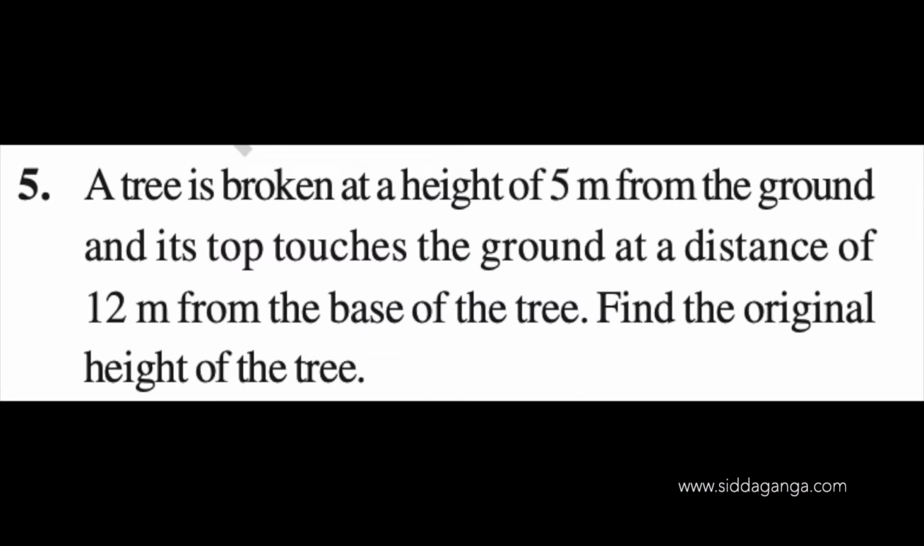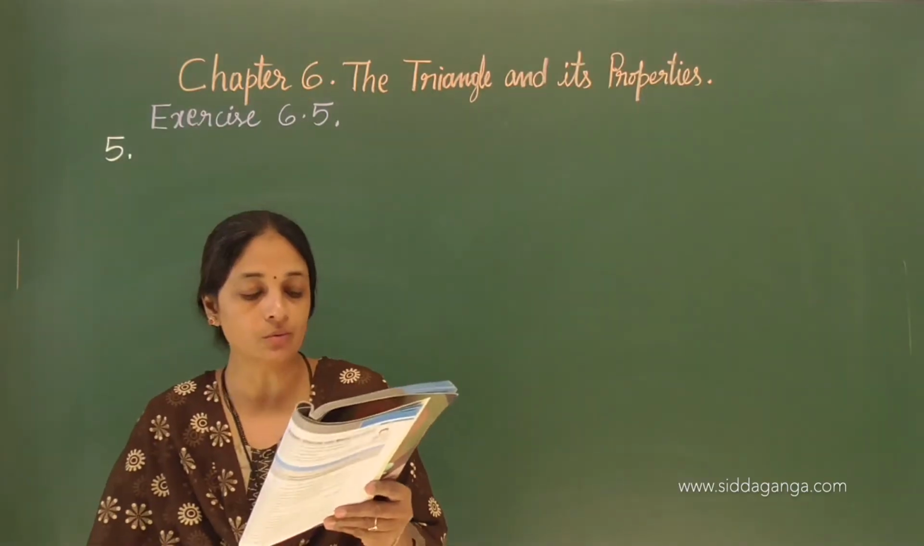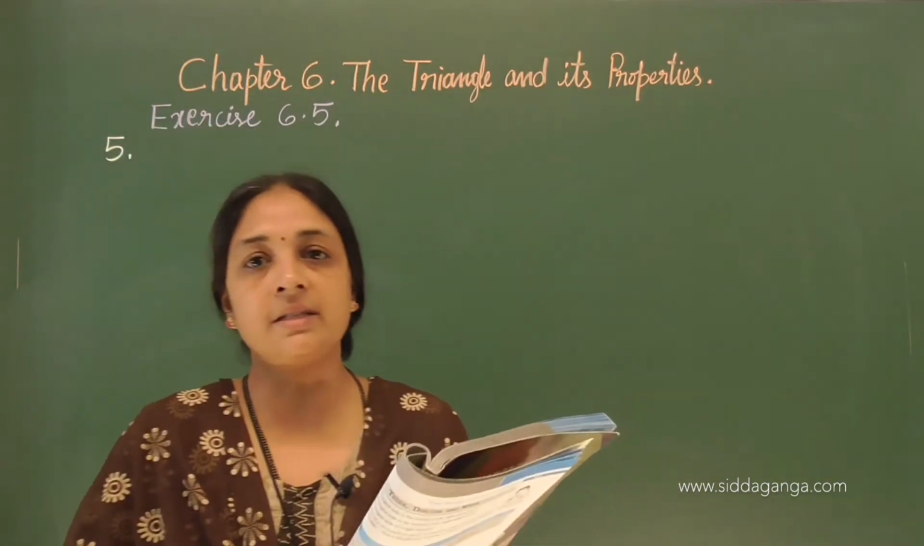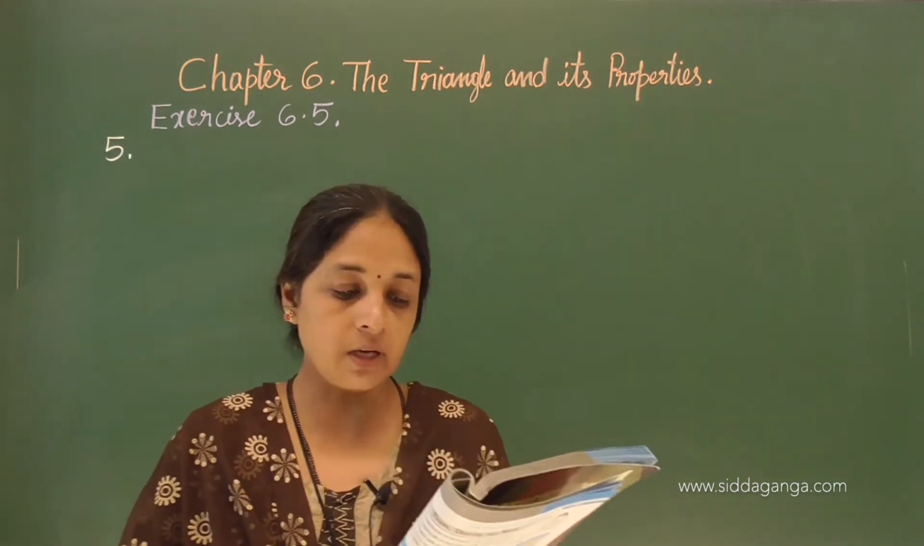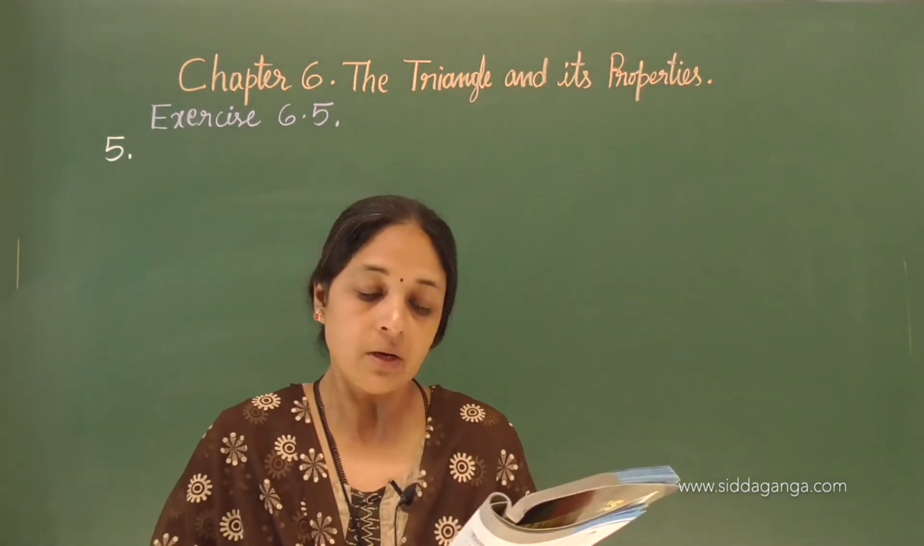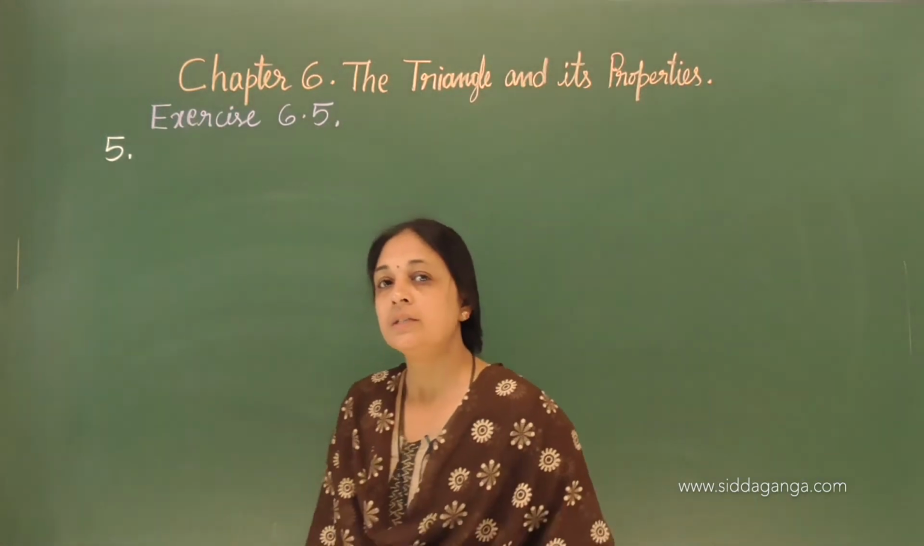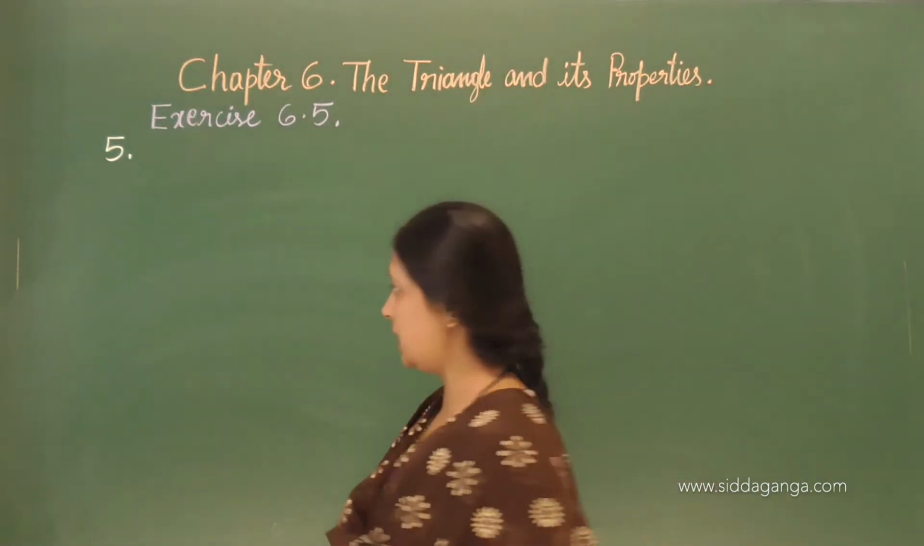a tree is broken at a height of 5 meters from the ground and its top touches the ground at a distance of 12 meters from the base of the tree. Find the original height of the tree. I will explain it to you. A tree is there and it has broken. It has broken at a height of 5 meters. So think that a tree is there.